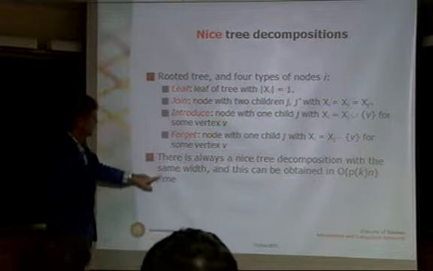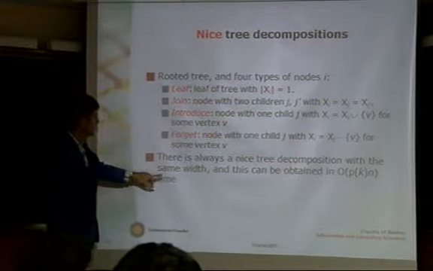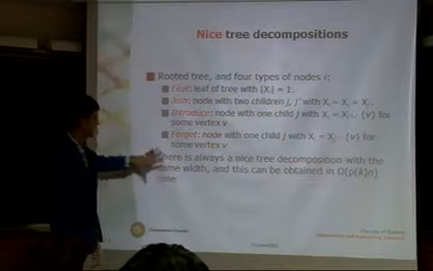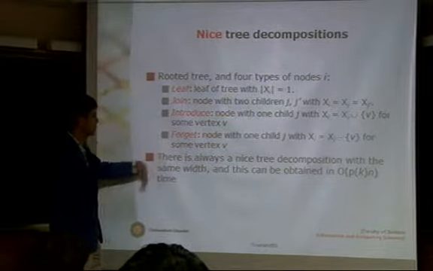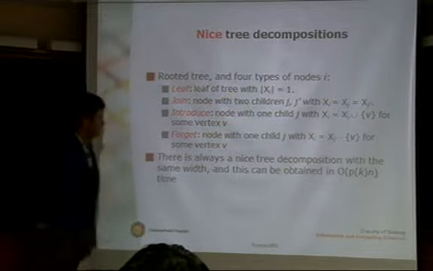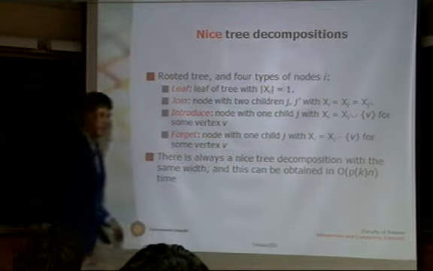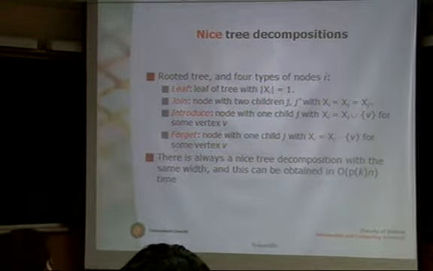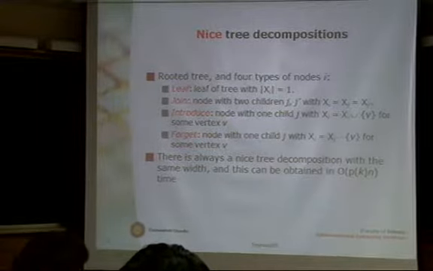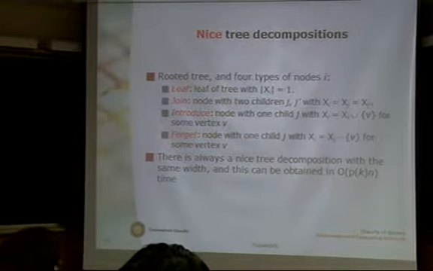There's always a nice tree decomposition with the same width, and you can transform a tree decomposition to a nice one in basically linear time times a polynomial in the width. That's not so hard to do. But let's see what these do. I have 4 types of nodes.